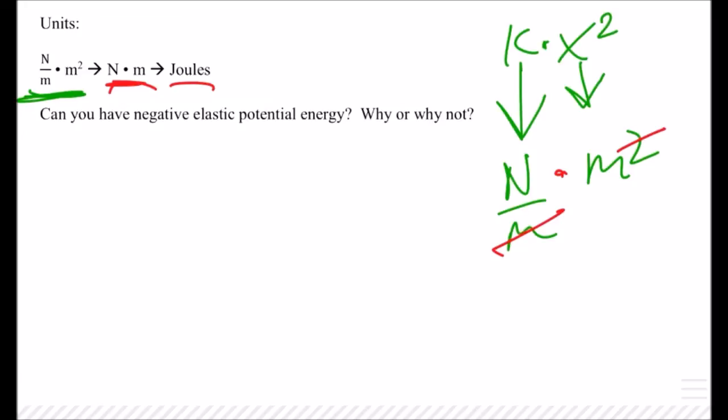All right. And then, of course, Brady's already answered this question right here for us. Can we have negative elastic potential energy? Why or why not? And what do we say? No, because x is squared. That has a squared term in it. All right, so let's do a practice question then, okay?